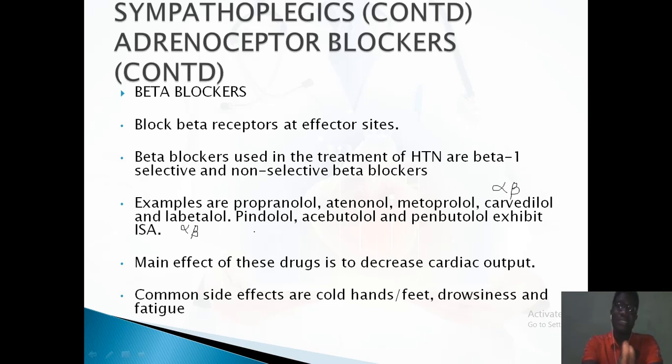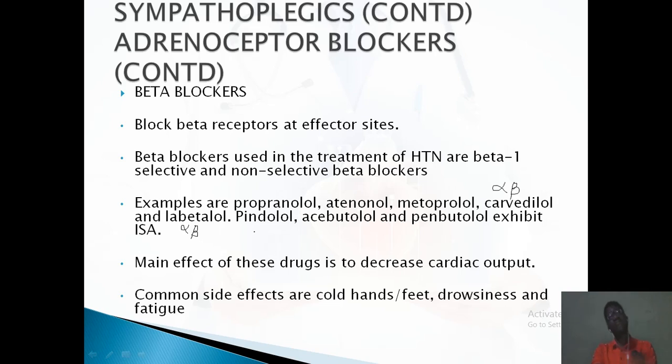They have intrinsic sympathomimetic action. So this means that these drugs can behave like sympathomimetics in some instances. You get? So they have the ability to behave like adrenaline. Normally they're supposed to be beta blockers, but sometimes instead of being beta blockers, they can act like adrenaline. So they're partial agonists. The main effect of these drugs is to decrease cardiac output.